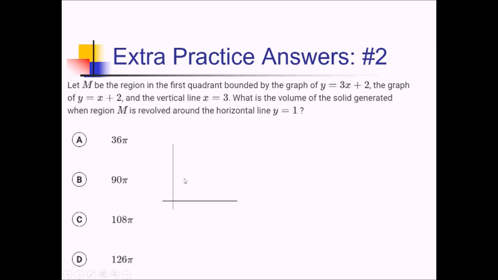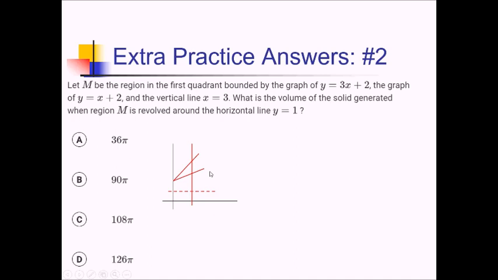So here's my x and y axis. The line 3x plus 2, I'm not going to be super accurate, but we're starting above the x-axis, and we have a positive slope, so there that is. And x plus 2 is going to have the same y-intercept as 3x plus 2, but a less steep slope, so something like that. We have the vertical line x equals 3 going through both of those. So this gives me the region M that they're talking about. And I want to revolve this region M around the horizontal line y equals 1, which, since the y-intercept is 2, is going to be down here. And it does make a little bit of a difference what side we're on.